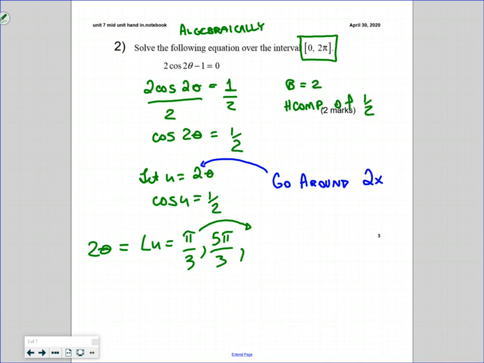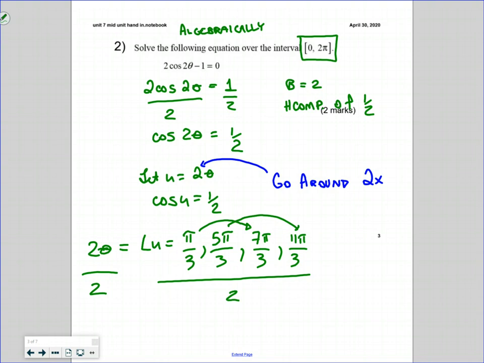2 pi is 6/3, so that'd be 7 pi over 3. And add another 2 pi to 5 pi over 3. 6/3 would make that 11 pi over 3. And some of you are saying, oh, that's over 2 pi. Well, yeah, it is, but theta must be between 0 and 2 pi. Because look what's happening next. We're going to divide both sides by 2 to get theta.